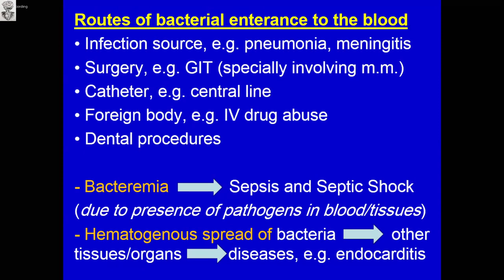The routes of bacterial entrance to the blood. منين جاية البكتيريا؟ Infection source, يعني في organ infected, like pneumonia, infection of the lung, or meningitis, التهاب السحايا, meninges. فإذا عندي focus of infection، من هالفوكس هذا تخش البكتيريا إلى البلد. Surgery: for example, surgery on the GI tract, especially when involving the mucous membranes. So a microorganism will escape to the blood via the mucous membranes.